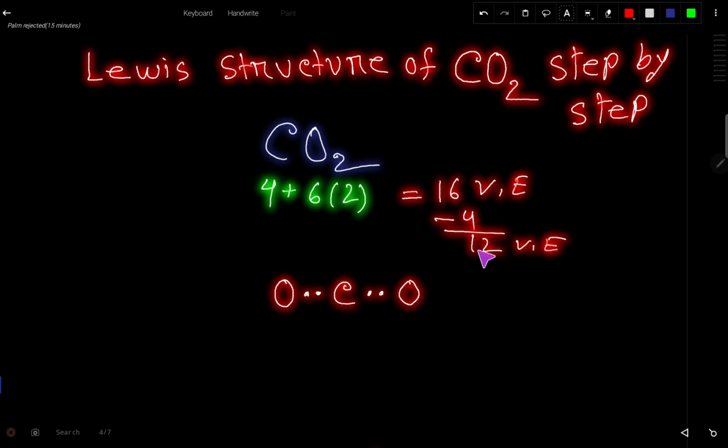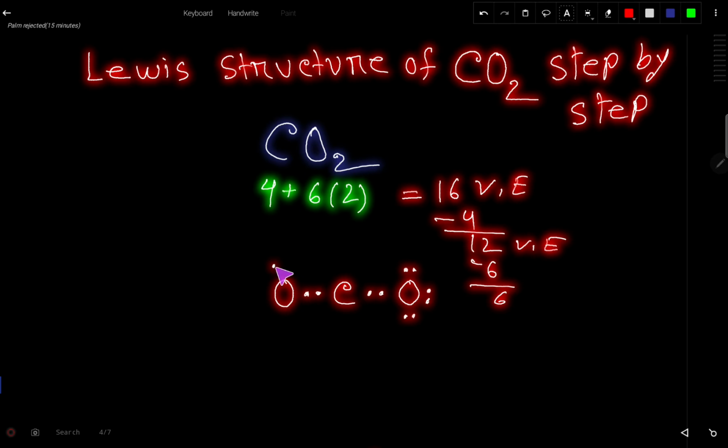will be used to satisfy the octet for the outer atom first. Here carbon is the central atom because it has the maximum capacity of making bonds, or it is the least electronegative element among these atoms. So we will satisfy the outer octet for the outer atom first. So this oxygen has 2, so to satisfy its octet, it will take maximum 6. So out of 12 we have used here 6, so 6 left.